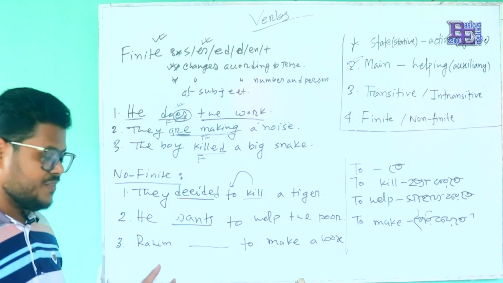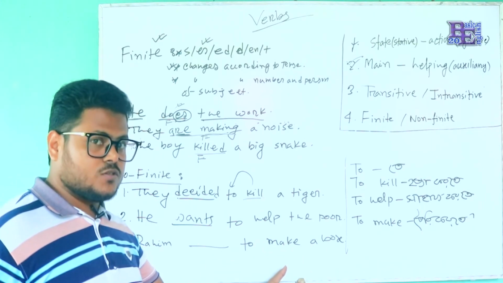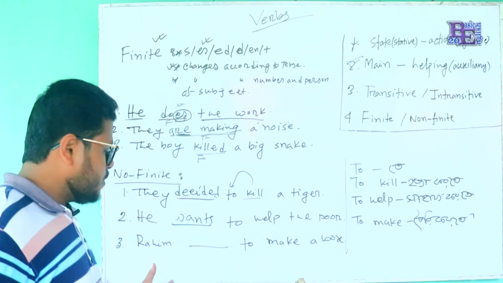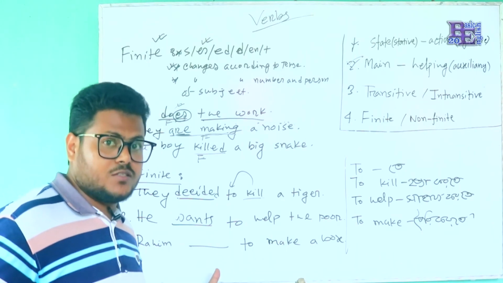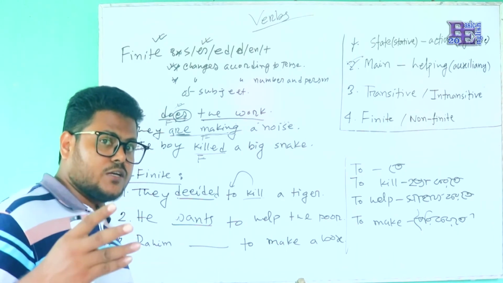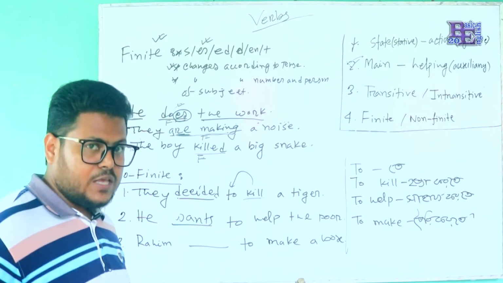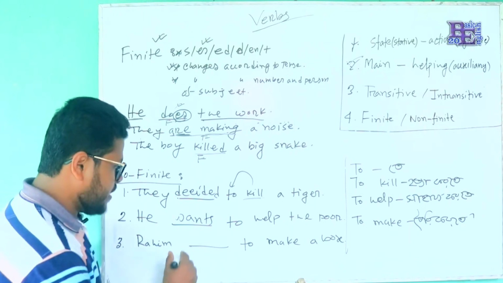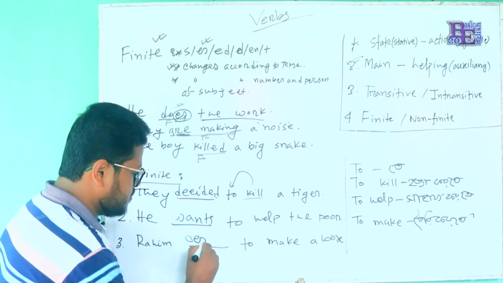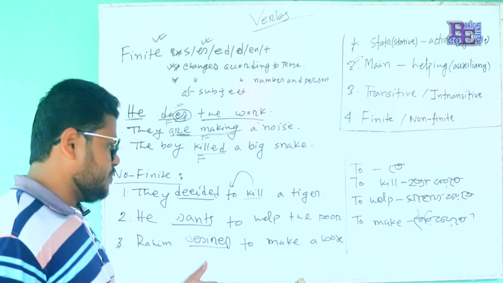Same is the case with this one. So Rohim dashed to make a box. In Bangla, Rohim একটি বাক্স বানাতে. You will also not get a complete meaning from this sentence. So if you want to get a complete meaning from this sentence, then we have to use another verb. That is, if you write like this, desires to make a box, then you will get a complete meaning.